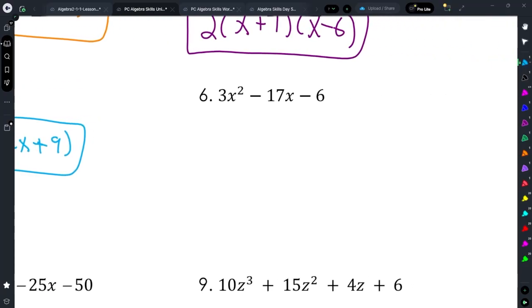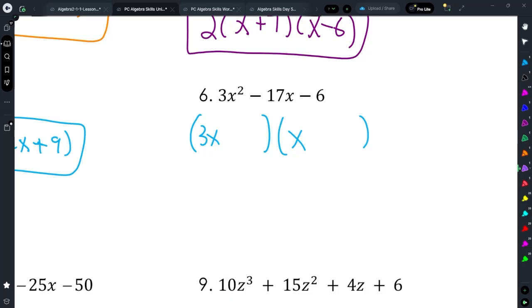All right, number 6. Again, we have 3x squared minus 17x minus 6. We can't factor out a GCF, so we need to do guess and check. And I'm going to do that because there's only one way to multiply and get 3x squared, and that means 3x and x.